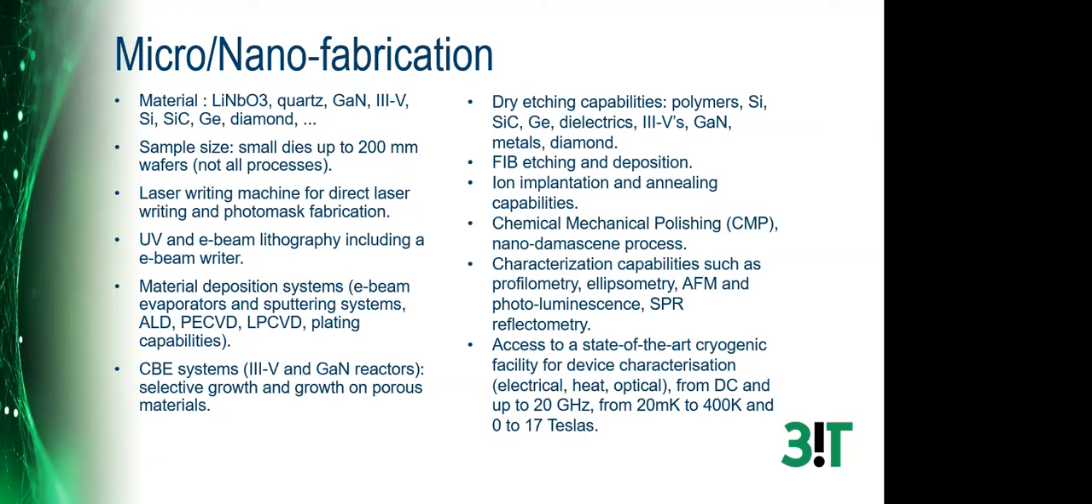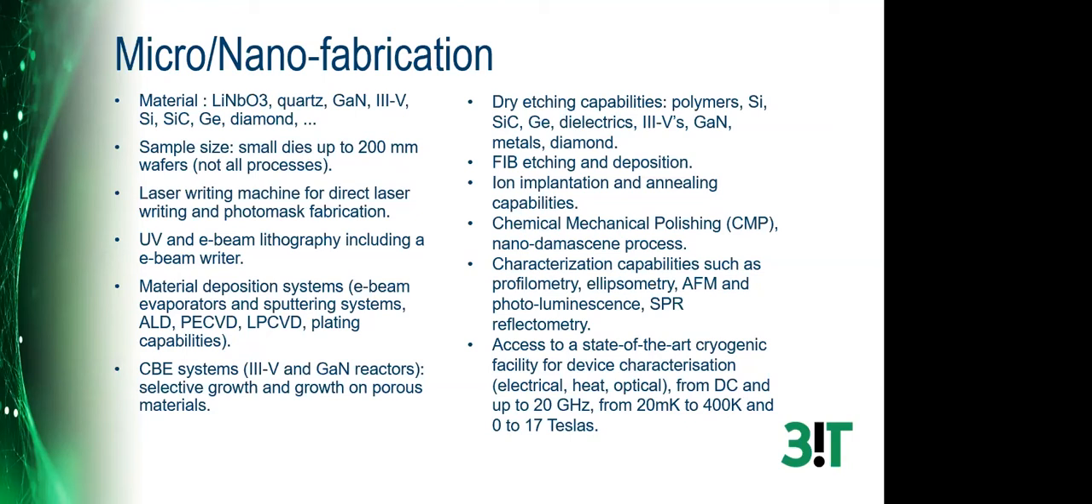We have a laser writing machine where we can actually do direct photolithography on a sample or make a photomask. We have standard UV photolithography and E-beam lithography and beam writers as well. We have a very broad range of material deposition systems. We have a CBE system where we grow III-Vs and gallium nitride. We have a lot of dry etching capabilities for a very large amount of materials. FIB etching and deposition is also a capability that we have. We can do ion milling, ion implantation, and annealing. We have a very well-established CMP process and nano-damascene process.